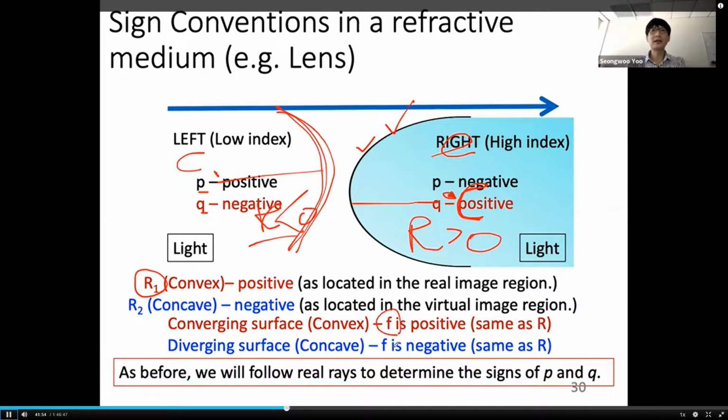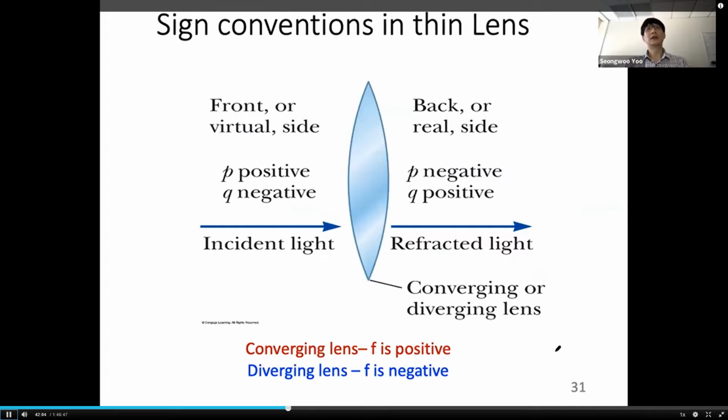And then the focal length of the converging surface or diverging surface just follows the signs of the radius of the curvature. Then let me move on to the sign conventions in the thin lens. Again, the P and the Q, you will just follow the real rays, okay? However, when it comes to the focal length for the converging and the diverging lens, my suggestion is you may just want to memorize. So for the converging lens, the focal length is always positive. For the diverging lens, the focal length is always negative.